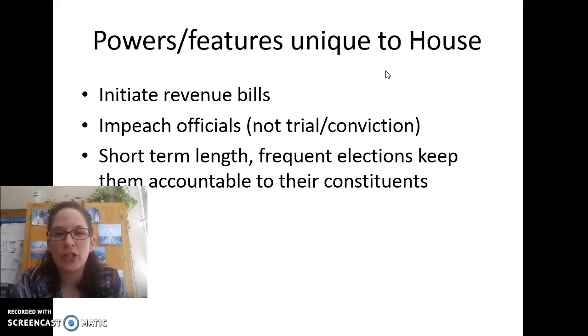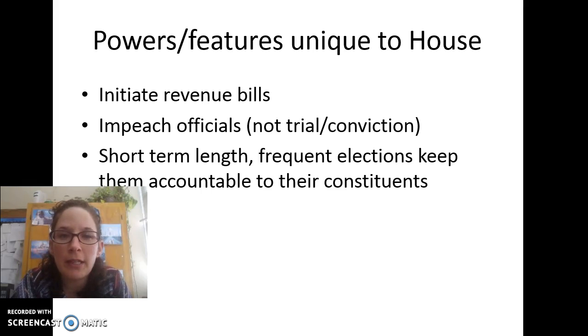And we give them a very short term length. So how does the short term length make them more representative? Well, if you only have 2 years in office, you should be doing what your constituents, the people in your district, want you to do. And if you fail them, they very quickly have the opportunity to vote you out of office and put someone else in there.